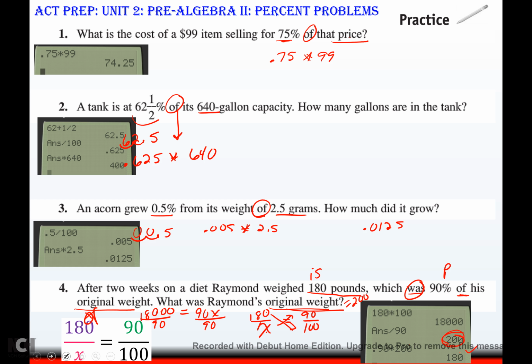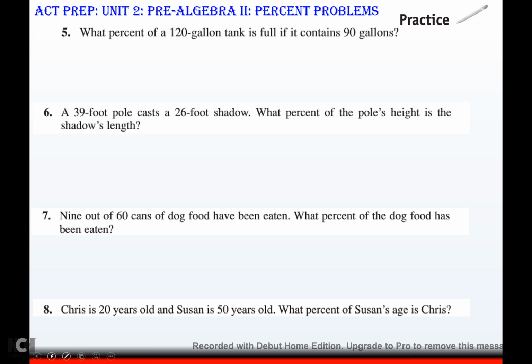All right. 5. What percent of a 120-gallon tank is full if it contains 90 gallons? Well, this is your of. Let me figure out where my calculator is going to put this. Okay, over there. So this is my of. And what percent of 120 gallons if it contains 90 gallons? So this is your is, and they're looking for P.